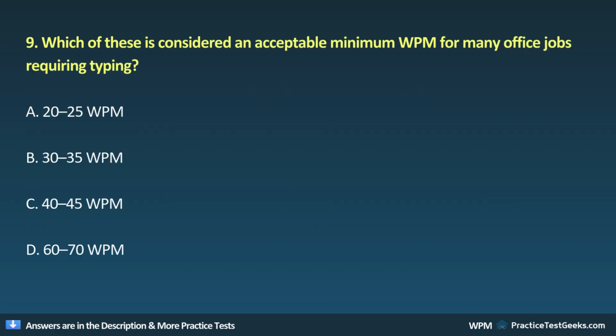9. Which of these is considered an acceptable minimum WPM for many office jobs requiring typing? A. 20 to 25 WPM. B. 30 to 35 WPM. C. 40 to 45 words per minute. D. 60 to 70 WPM.